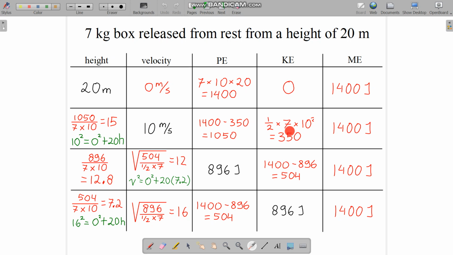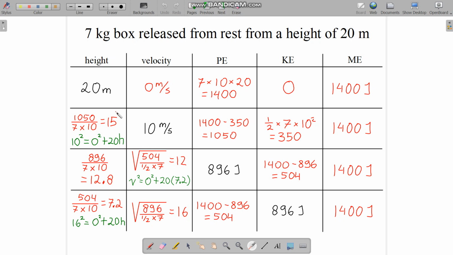1/2 mv squared, we get 350, and if we subtract, we get the potential energy. And if we know the potential energy, we can use mgh. The height is of course the potential energy divided by mg, and we get the height. Or we can also use suvat here.